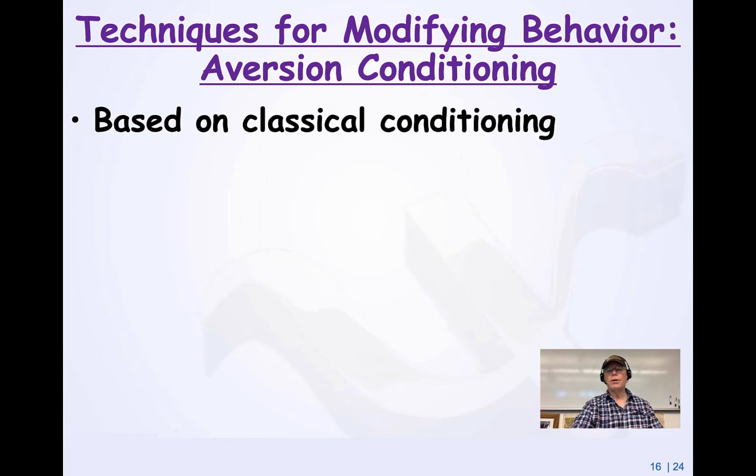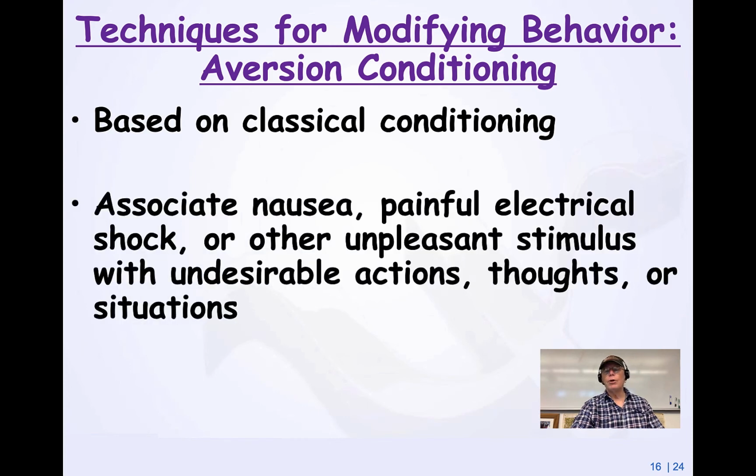All right, so aversion conditioning is based on classical conditioning. So this is where, like if somebody wants to quit smoking, you give them a chemical that every time they smoke they become nauseous, right? And so it modifies behavior by producing negative results from that.